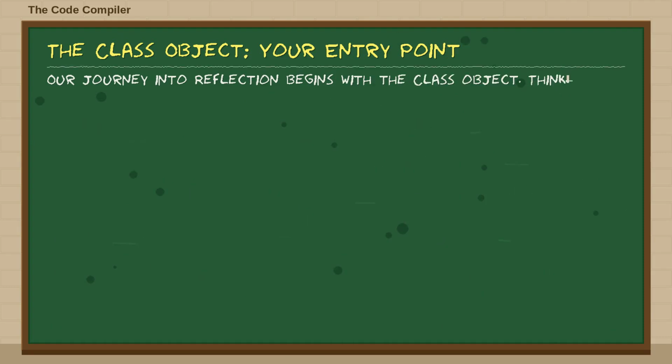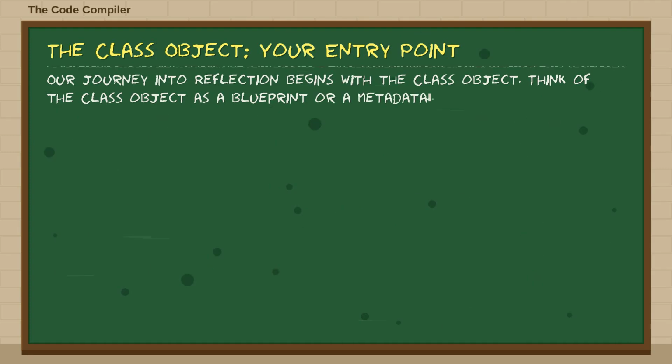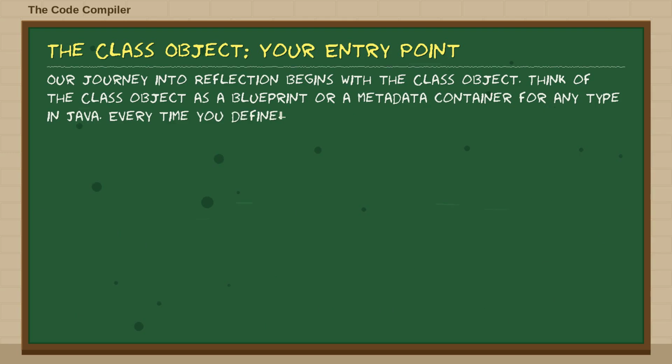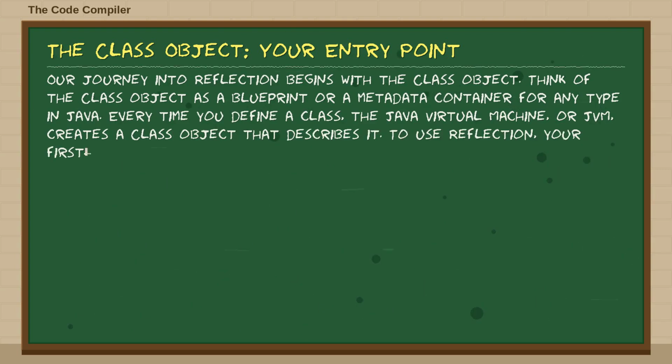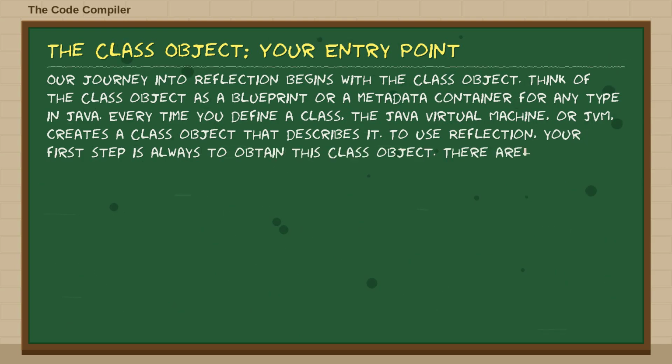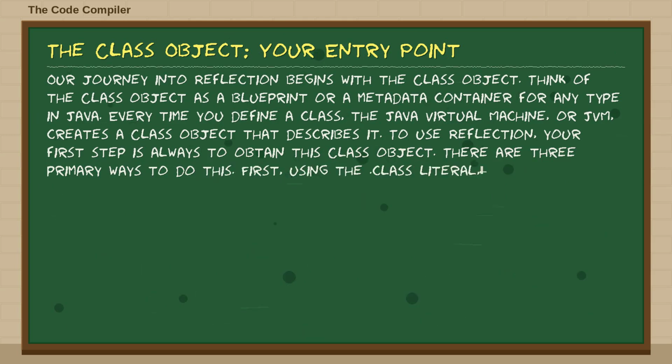Think of the class object as a blueprint or a metadata container for any type in Java. Every time you define a class, the Java Virtual Machine, or JVM, creates a class object that describes it. To use reflection, your first step is always to obtain this class object. There are three primary ways to do this.